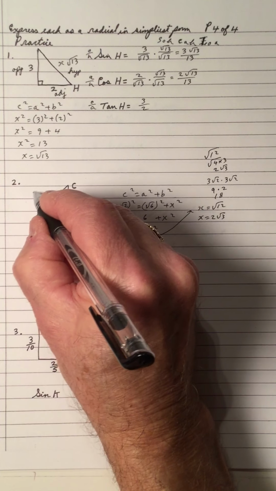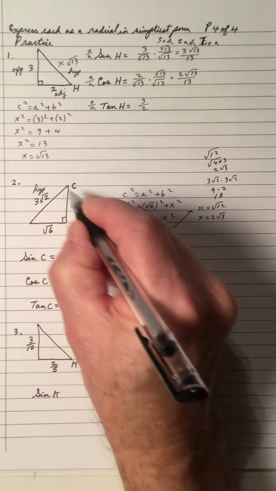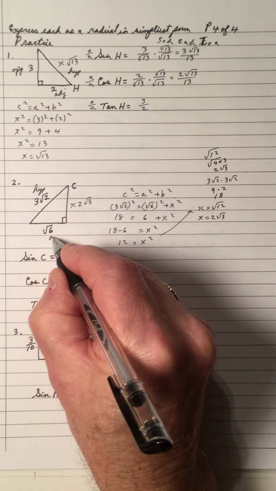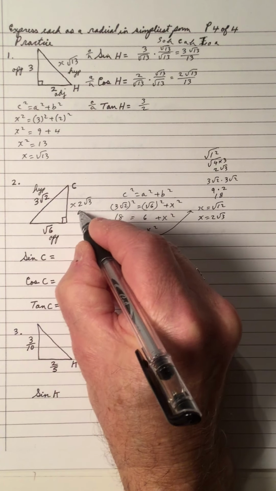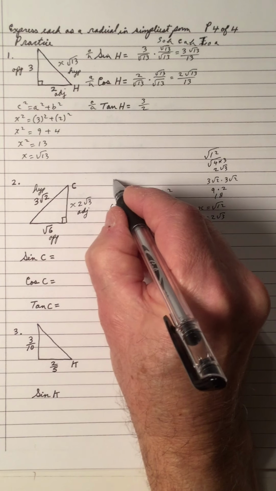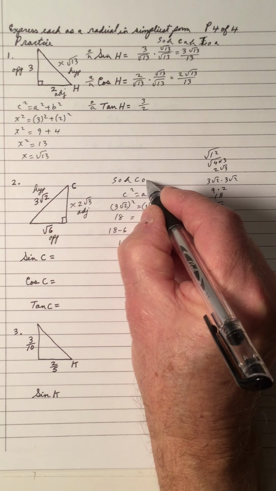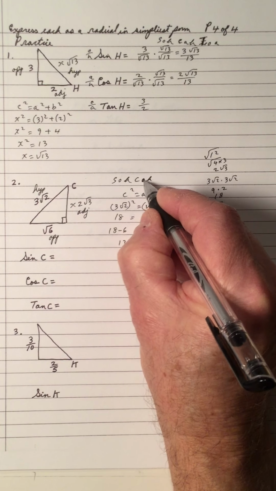Now we label it. This is the hypotenuse. We're doing it in terms of angle C. So this is opposite, and this is adjacent. And we've got SOHCAHTOA.